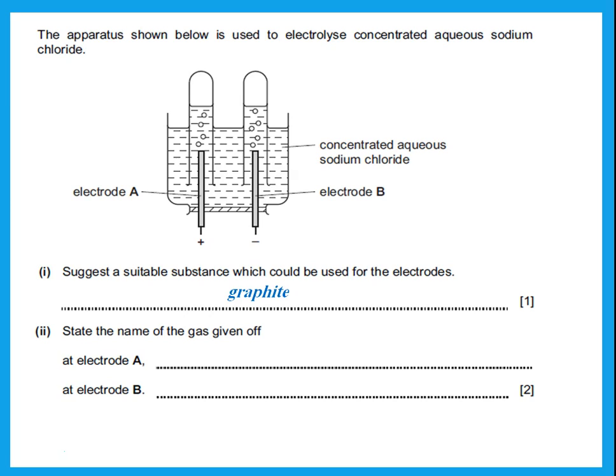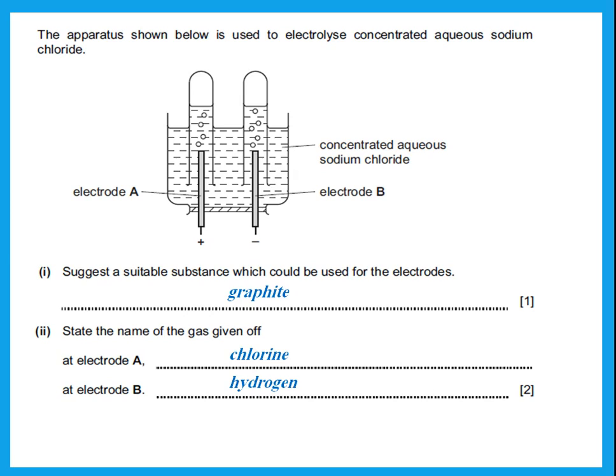State the name of the gas given off at A and B. Okay, what is he doing? He's doing concentrated aqueous sodium chloride. So remember that sodium chloride means, and this is concentrated, means the chloride will go to the positive electrode and form chlorine. Now which one is going to react at the negative? We have a choice between sodium ions and H plus ions, but it is the H plus ions that will react.